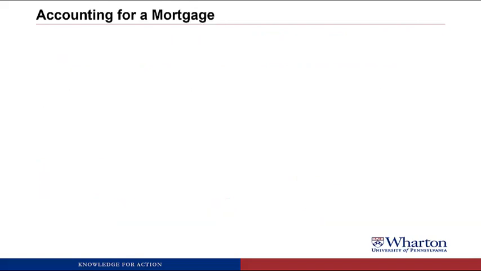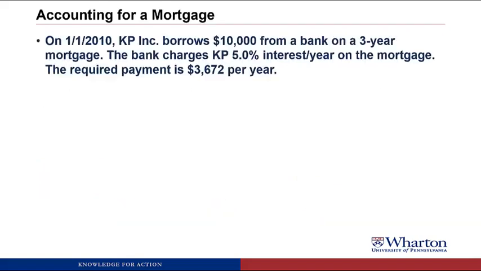Now we're going to look at accounting for a mortgage. So on January 1, 2010, KP Incorporated borrows $10,000 from a bank on a 3-year mortgage. The bank charges KP 5% interest per year on the mortgage. The required payment is $3,672 per year.